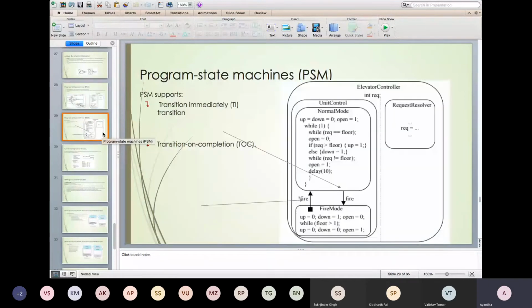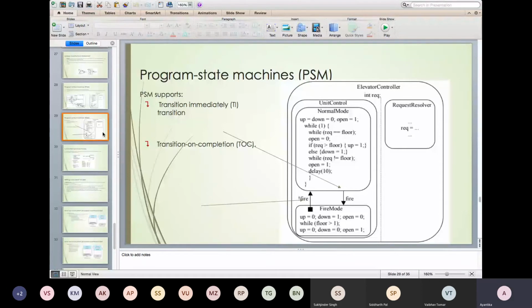And one important support related to your concept of transitions. Maybe this part I have already mentioned in the last class, that there are two types of transitions this PSM supports. One is transition immediately, that we have taken the example of fire input is high. That time, whenever you are in your normal mode, whatever state it may be, idle, going down, going up, whatever it may be, you have to come out from that state and you have to move to fire mode.